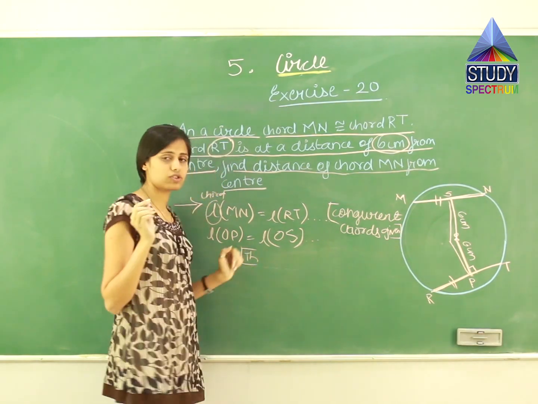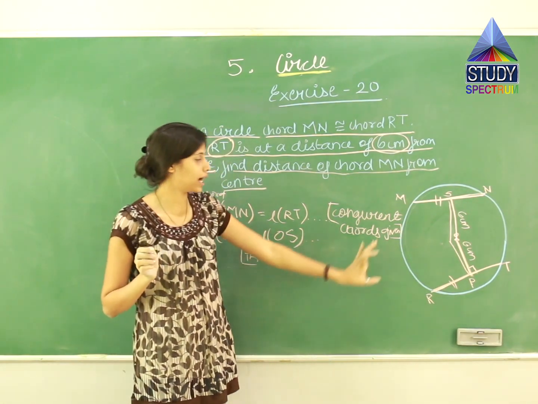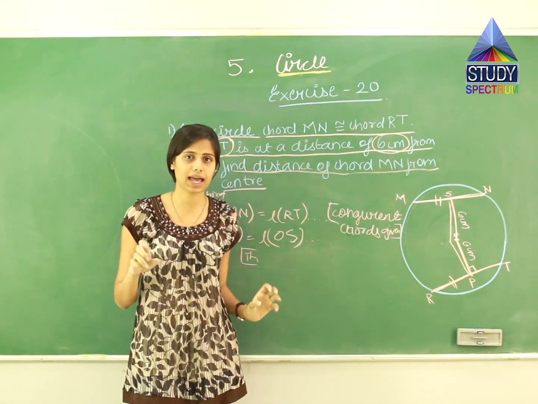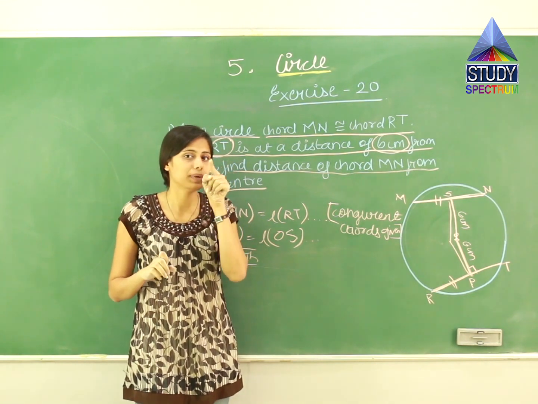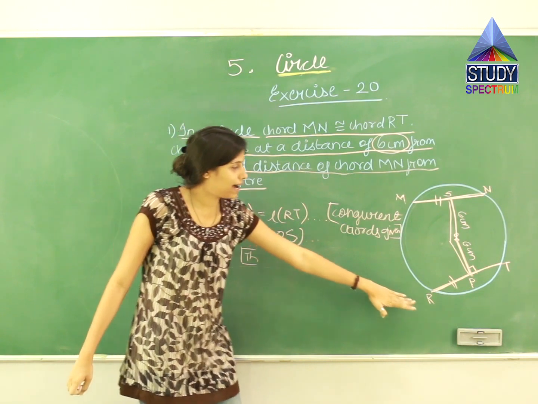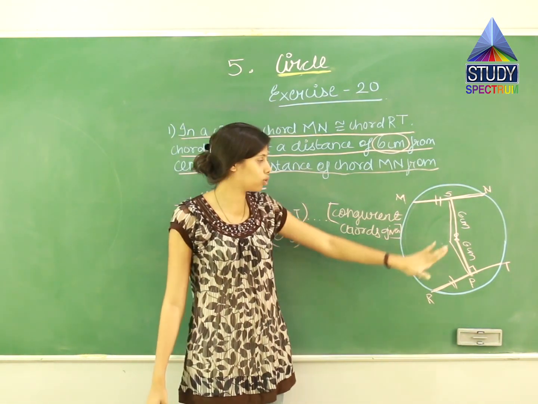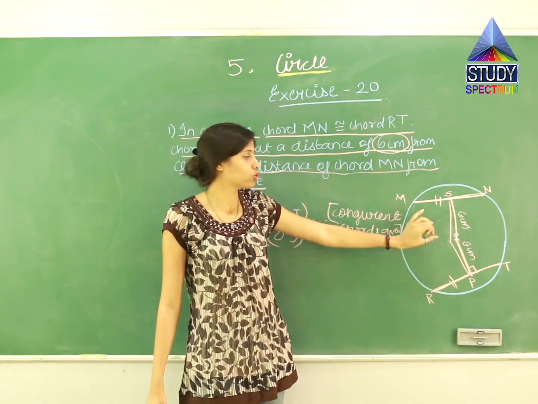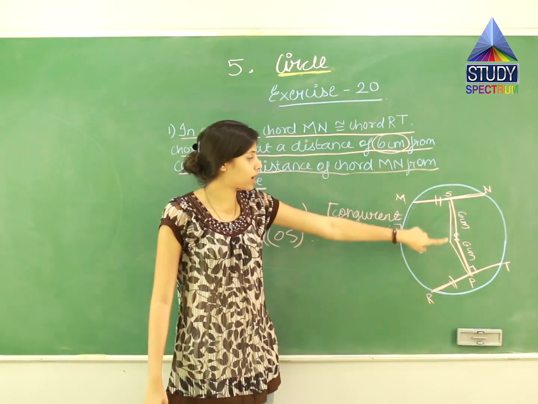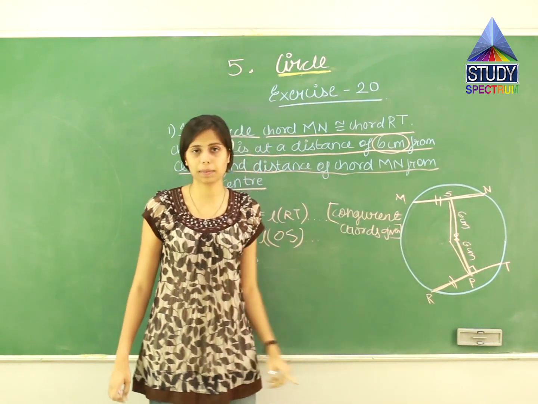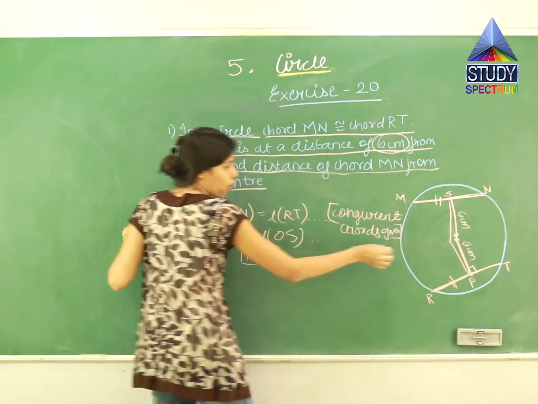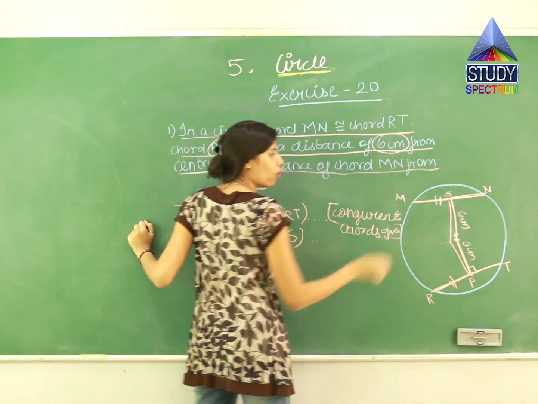the property which we have studied, the second property: if there are two congruent chords, two chords of the same length, then their distance from the center will also be the same. Here Mn and Rt are of the same length, so what is the center? Center is O, so their distance from the center will be the same. So if one is 6 centimeter, then the other will also be 6 centimeter. So that only I have written length of OP is equal to length of OS.